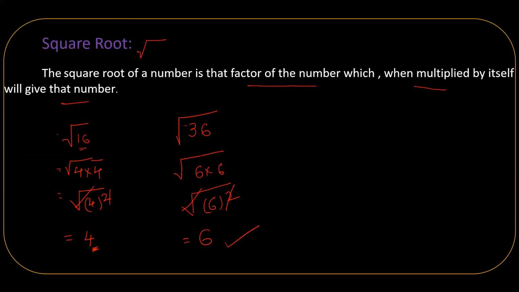Now, what is the square root of 36? The square root of 36 is 6. What is the square root of 16? The square root of 16 is 4.